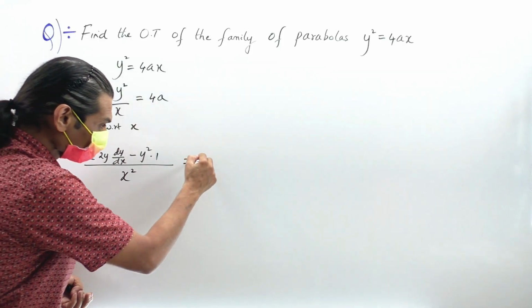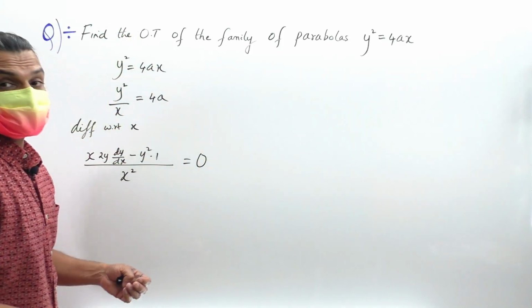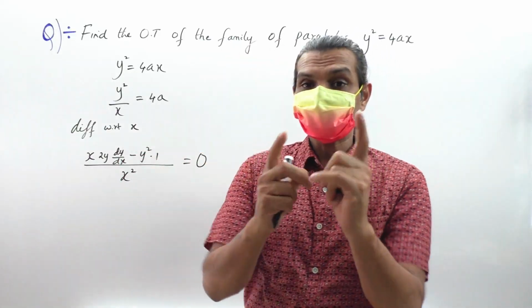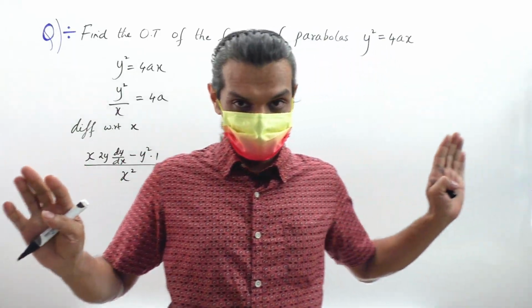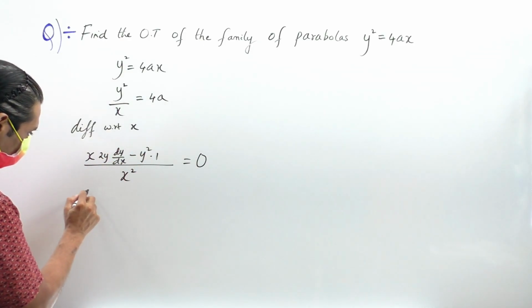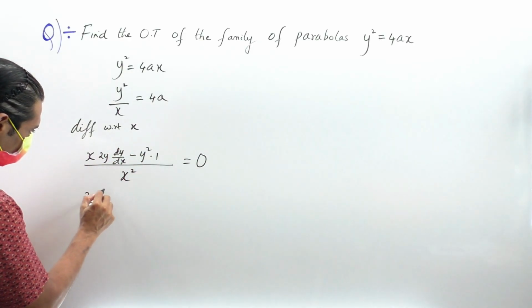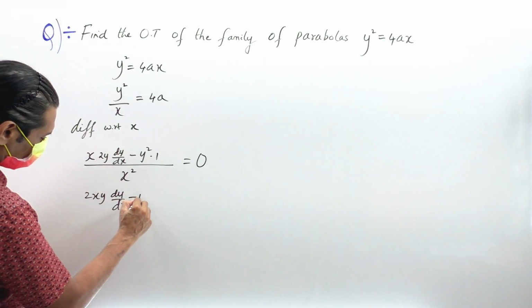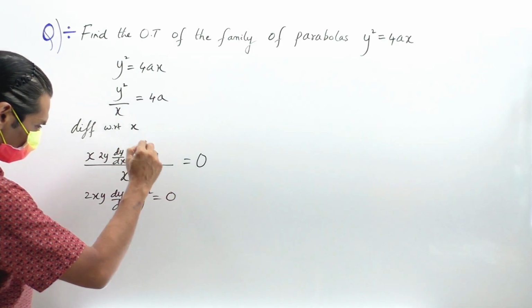Differential of 4 is 0. See, my constant is eliminated. The first step is over. For the Cartesian curve, differentiate with respect to x and remove the constant. After removing, let's organize it. So we have 2xy dy by dx minus y square equals 0.